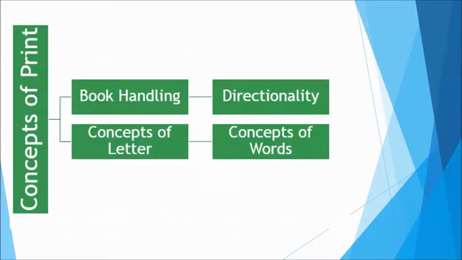Within concepts of print, we have two major areas. The two major areas of concepts of print are book handling skills, and after book handling skills, concepts of letters. Book handling skills then becomes directionality. We'll talk a little bit more about that. And then concepts of letters later become concepts of words. Again, we're not expecting a child to read the words. We're not even expecting a child to write the words, but we are expecting that the child starts making the association with letters and words, that they are in books, and how to read them.